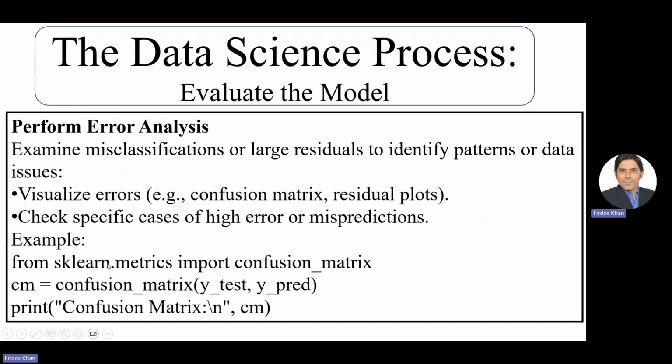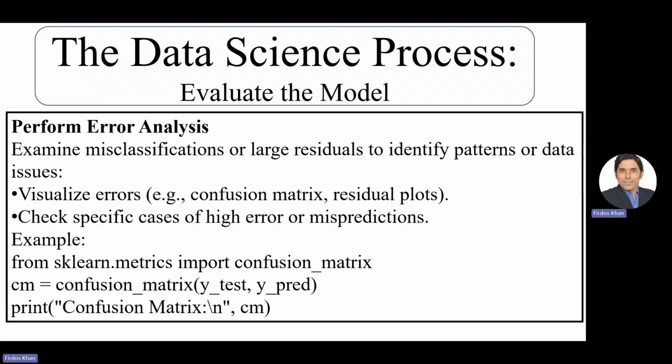This is now in Python. You can do it like this: confusion matrix of y test, y pred, and print the confusion matrix. Yeah, okay. You can do this in Python and see the confusion matrix. I don't want to explain the confusion matrix here, but I would like to make a separate video on it because that's very important, and maybe some people don't know about it.